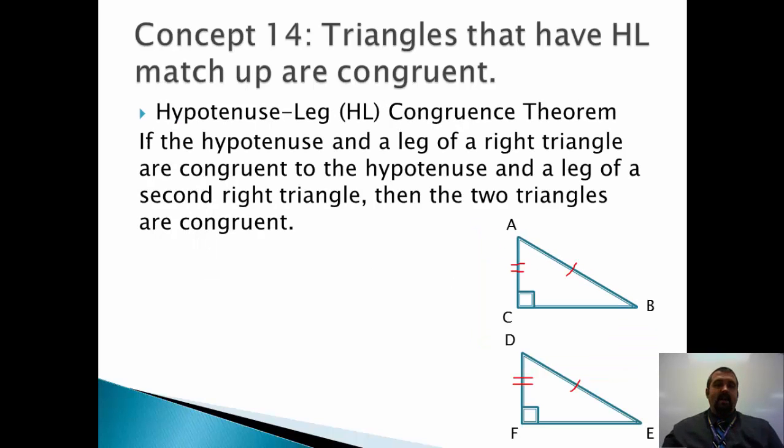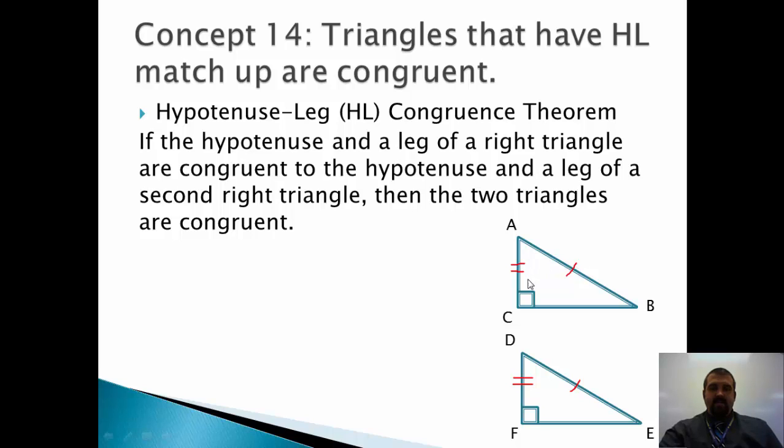So, triangles that have hypotenuse leg matchup are congruent. Hypotenuse leg only works for right triangles, so you still need three pieces of information: two sides, a hypotenuse and a leg, and you need to know it's a right triangle. If you have those three things, you can say it's congruent. So, if the hypotenuse and a leg of a right triangle are congruent to the hypotenuse and a leg of a second right triangle, then the two triangles are congruent.